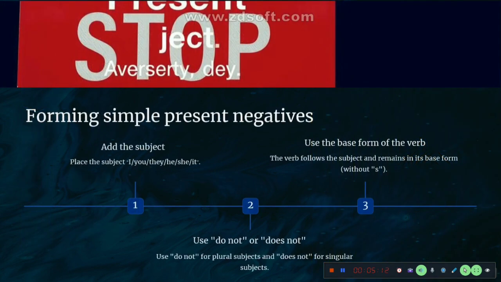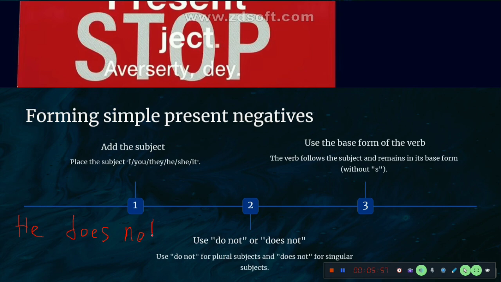Okay, let's see how we can make a negative simple present tense. Let's do it step by step. Add the subject. Place the subject: I, you, they, he, she, or it. At the previous slide, I used you, but here I use he. Then use don't, do not, or does not. We have he here. For he, we use does, perfect, does not, because it's negative.